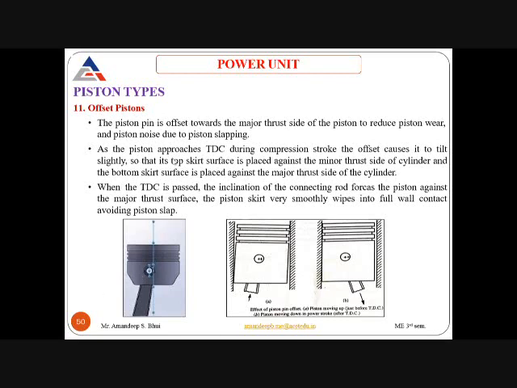Now, as the piston approaches the top dead center during the compression stroke, the offset causes it to tilt slightly, so that the top skirt surface is placed against the minor thrust side, and the bottom skirt surface is placed against the major side. Here you can see, in diagram A, the piston is moving in the compression stroke, so the piston is moving upwards.